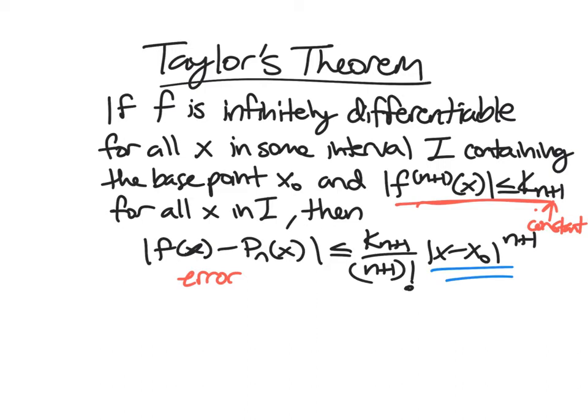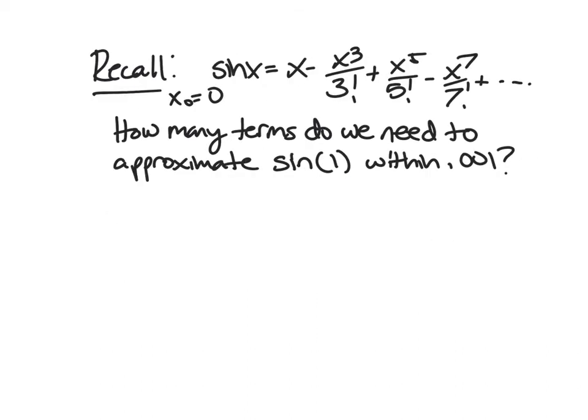So let's go ahead and look at an example. All right, so let's look at sine of x. We'll just put up the Taylor series there. It has the base point 0, it's centered at 0. And so my question here is, if we go one down the line, right?